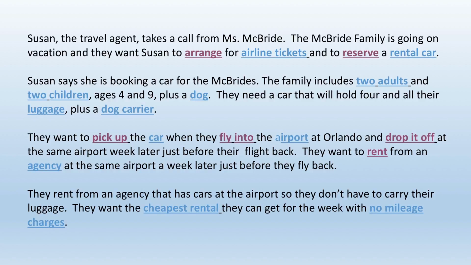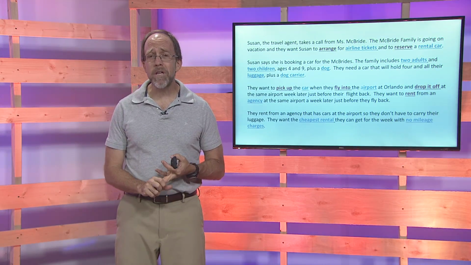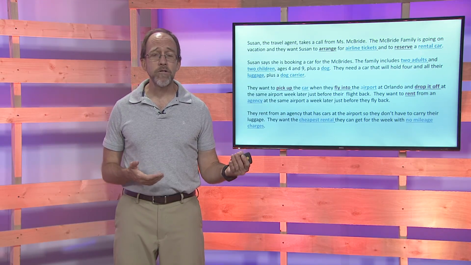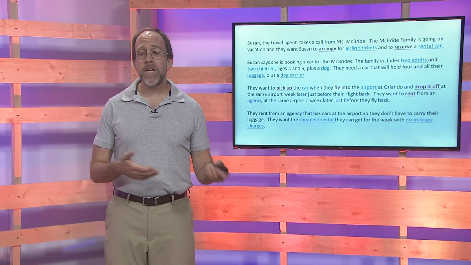Now, she's got a situation where she knows that the family has 2 adults, 2 children, and a dog. Well, what does this mean to you in design? If you are designing a system to reserve airline tickets, the children and the adults might be relatively straightforward. 4 tickets. But if the system doesn't allow you to specify a pet, you've got a problem, okay? Same thing with the car.